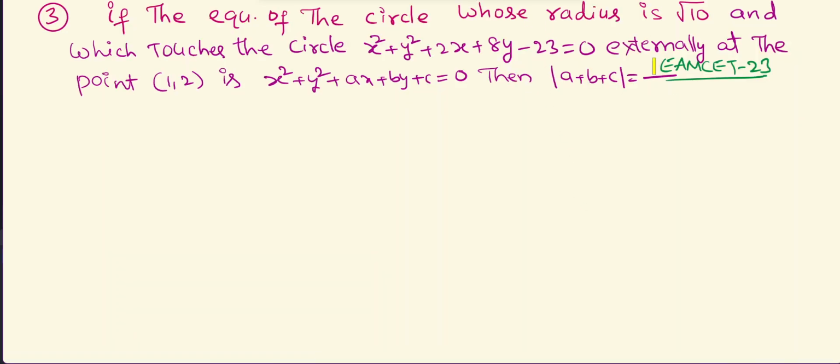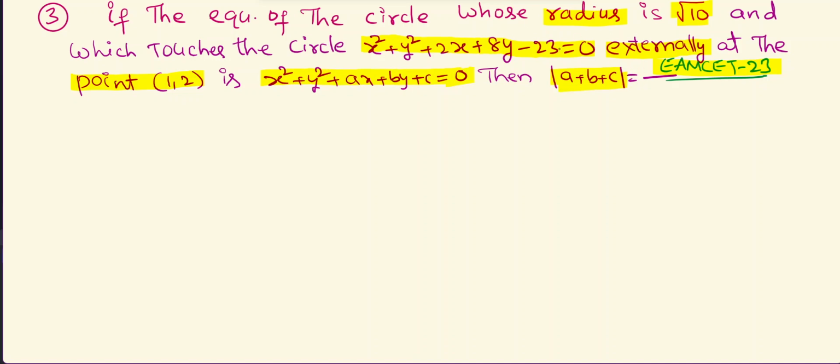This is the third question from circles, EAPCET 2023 TS. Here it is given: the equation of the circle whose radius is root 10 and which touches the circle x square plus y square plus 2x plus 8y minus 23 is equal to 0 externally at the point (1, 2) is x square plus y square plus ax plus by plus c is equal to 0. Then modulus of a plus b plus c is equal to dash.